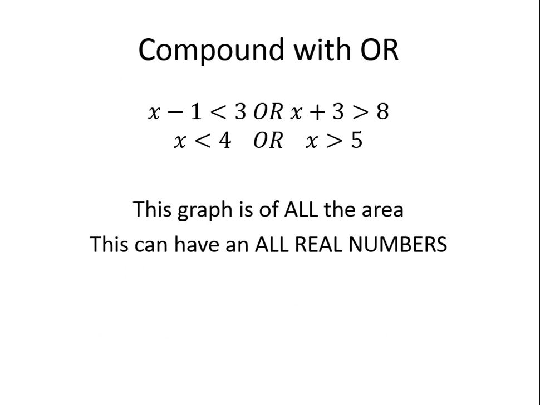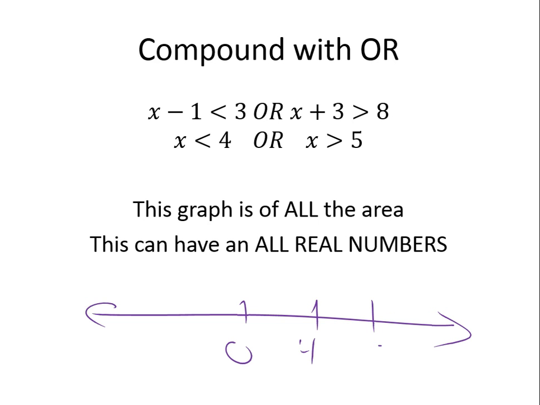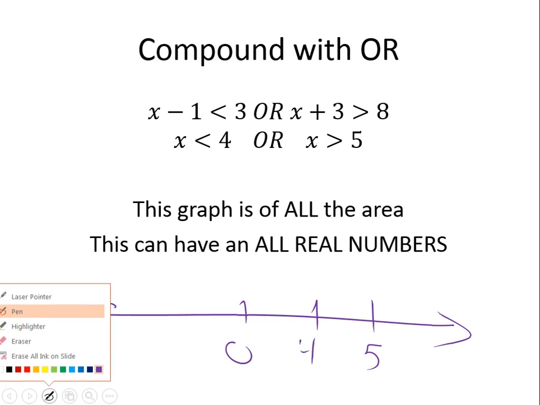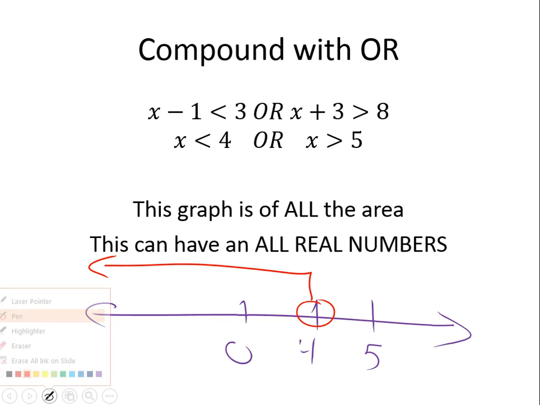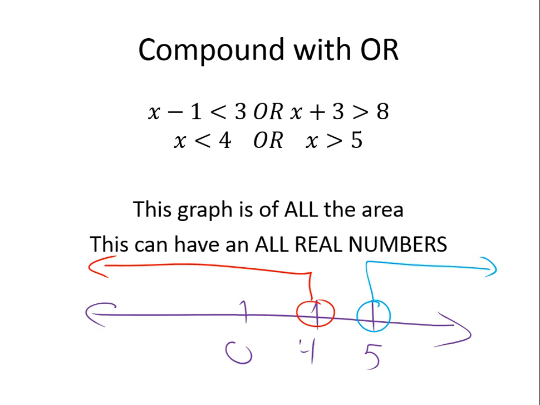And what we have is with an or statement, okay, when you graph it, so we have 0, and then we have 4 and 5. Okay. And since they're both going to be open circles, the 4, x is less than 4, going this direction, and x is greater than 5, so going this direction. This would be your answer. So any number less than 4 or any number greater than 5 will work for either of them. And that's what an or statement is. We want one of them to work.